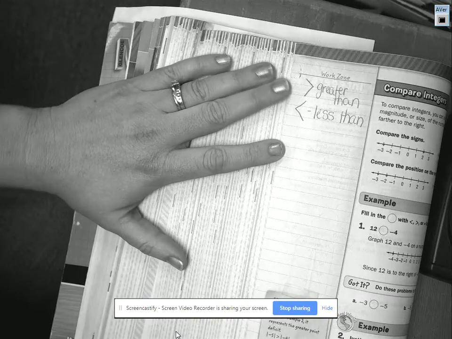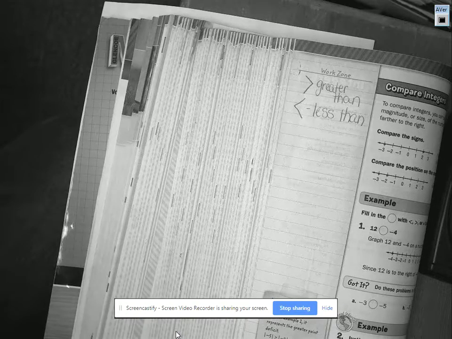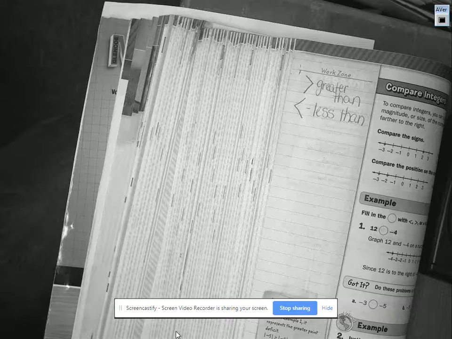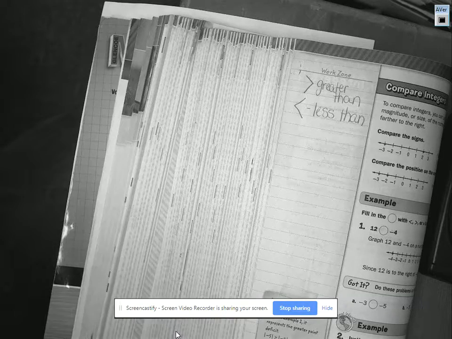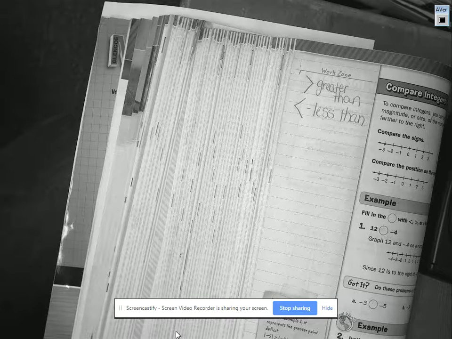Okay. And hopefully you remember whatever your elementary school teacher taught you, that the alligator eats the bigger number or whatever. So the opening is to the greater number, to show which number is larger than the other one. So we need to make sure that we remember those vocabulary words from elementary school.